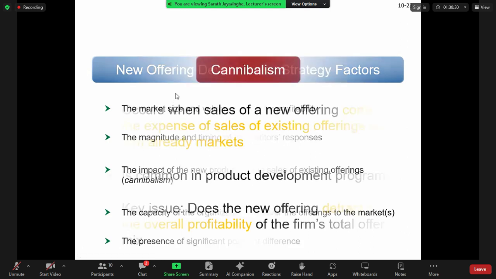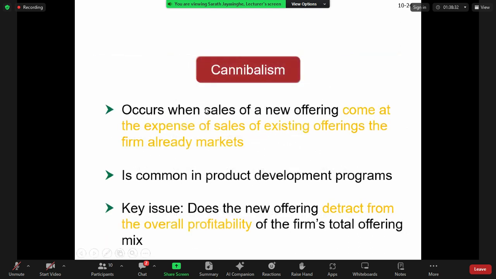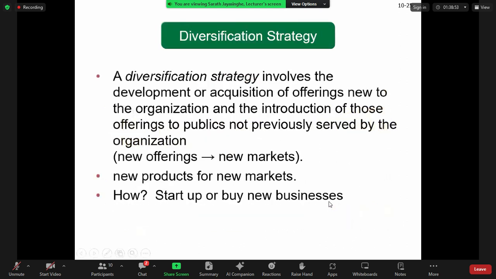New offerings develop cannibalization. That is what I was explaining. It occurs when sales of a new product come at the expense of the sales of existing offerings the firm already markets. In a common product development program, the key issue is whether the new offering detracts from the overall profitability of the firm's total offerings mix. Then diversification strategy.